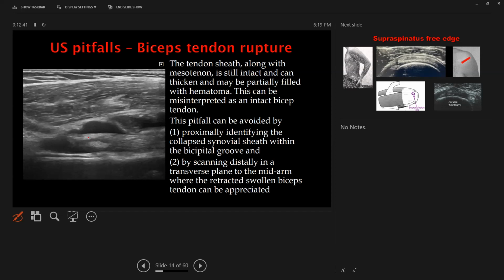It can be filled with echogenic material and give a false impression that the tendon is still there. However, as you can see here, the tendon is ruptured, and you can see the distal end at the level of the pectoralis.